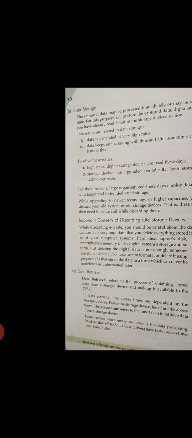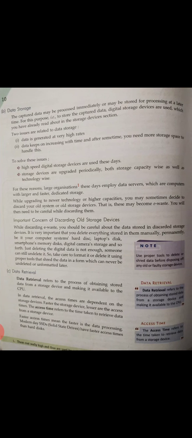So student, till this much you have to read thoroughly so that you may be able to give short answers from this. Rest we will continue on the next day, that is software part. Okay.